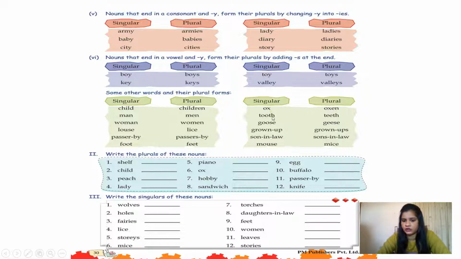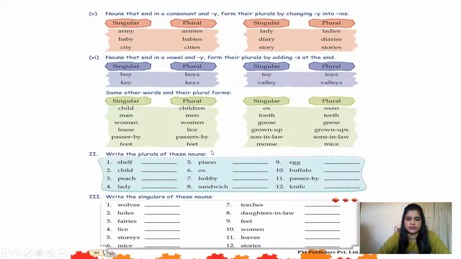Ox, oxen; tooth, teeth; goose, geese; grown up, grown ups. Children, see here. Here you have to write s at the last, not growns up, grown ups. Son-in-law, sons-in-law. In the same way, daughter-in-law, daughters-in-law. Mouse, mice. Write the plurals of these nouns.